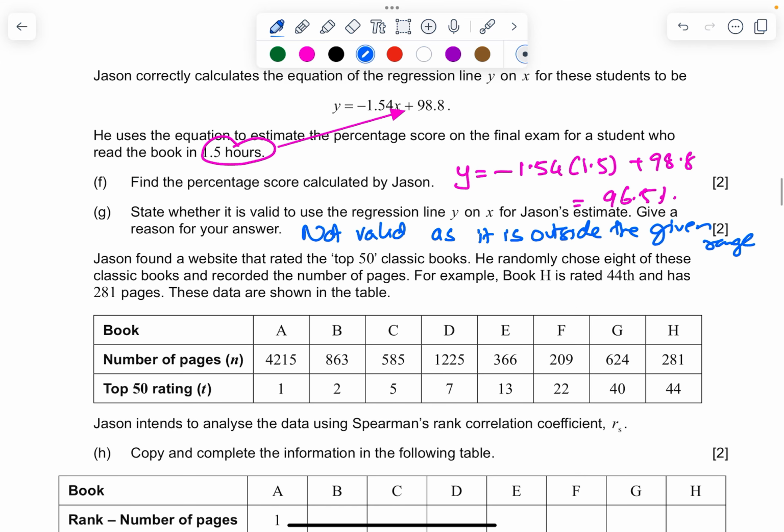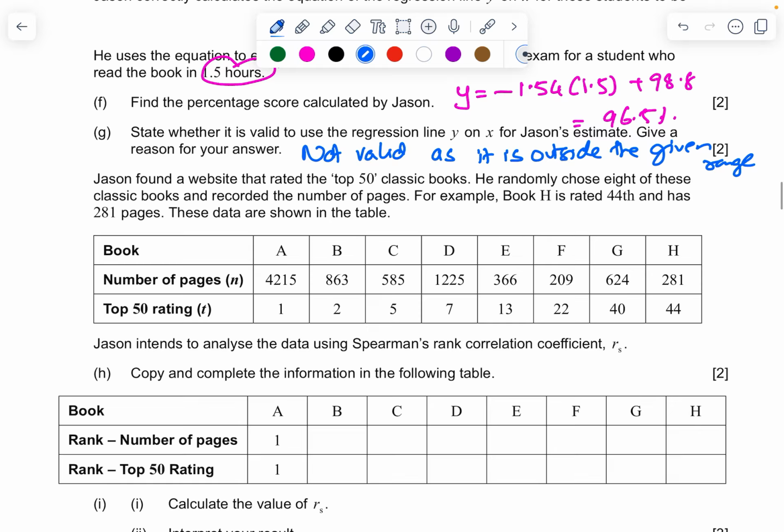Jason found a website that rated the top 50 classic books. He randomly chose 8 of these classic books and recorded the number of pages. For example, book H is rated as 44 and has 281 pages. This is the data. Jason intends to analyze the data using Spearman's rank correlation coefficient.